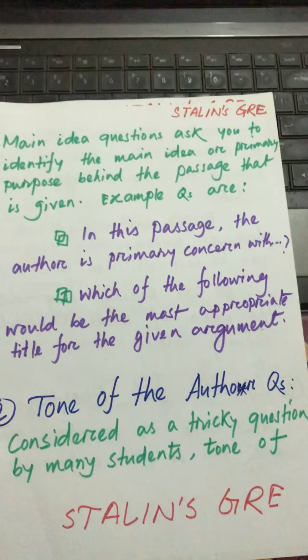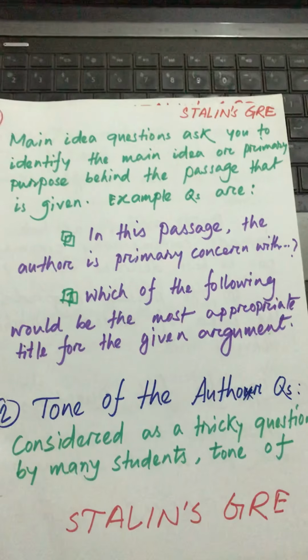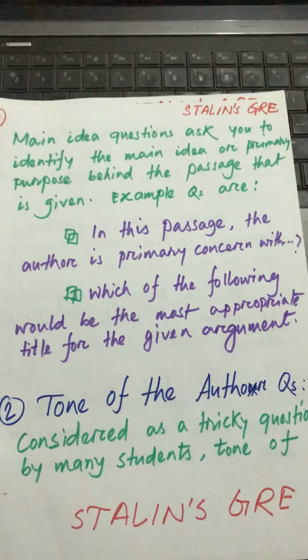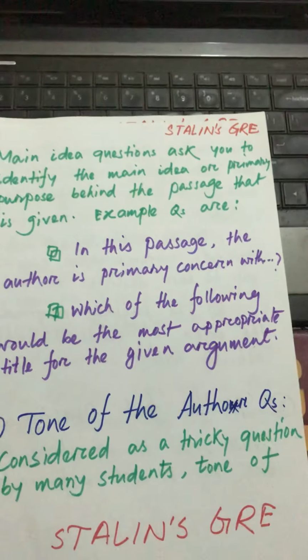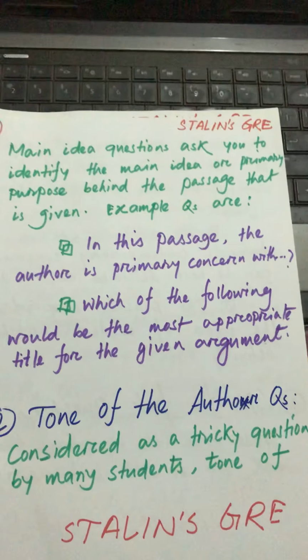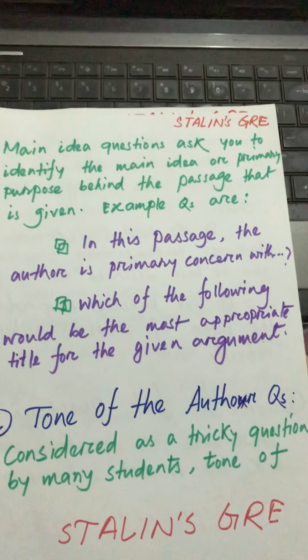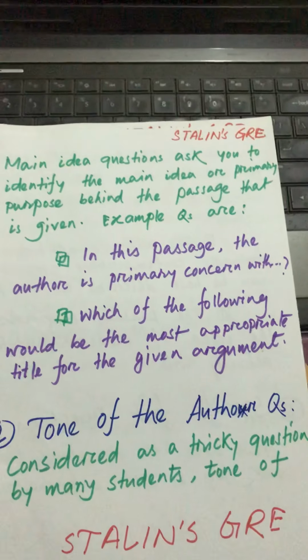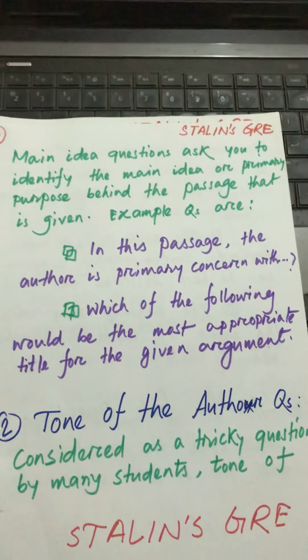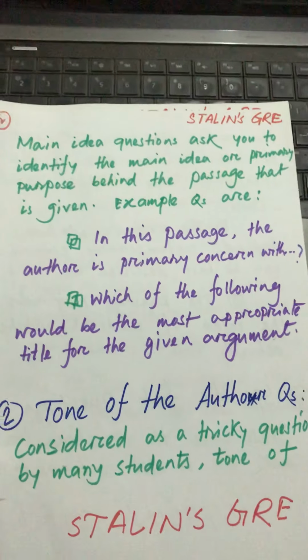So what are the types of questions here? For example, "The author is primarily concerned with...", so you first have to find the primary purpose of the passage. Then, "Which of the following would be the most appropriate title for the given argument?" So you have to find a title. What would be the title of the passage? You have to find this out.